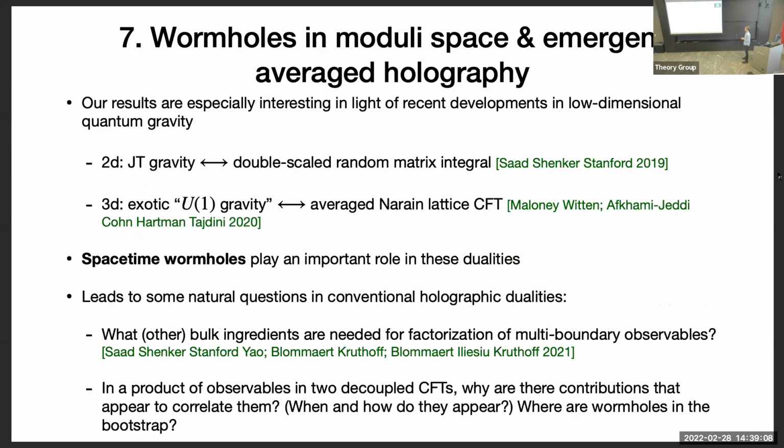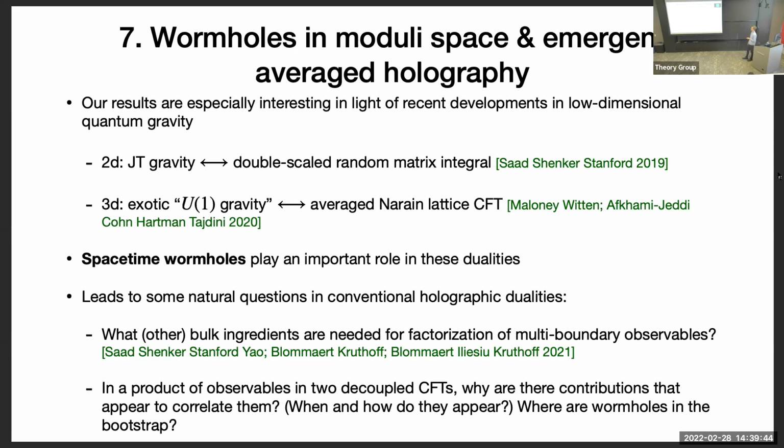So I'll conclude with some comments. Obviously, this ensemble, this emergent average duality is interesting in light of recent developments in low-dimensional quantum gravity, where very simple bulk theories based on the gravitational path integral are dual not to particular quantum systems, but statistical ensembles of quantum systems. Famous examples being JT gravity and this recently developed very exotic theory in 3D, W1 gravity. And a common thread in these works, holographically, is that space-time wormholes play an important role.